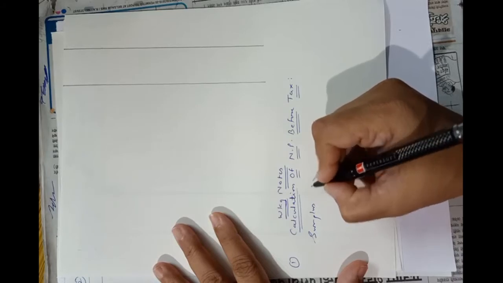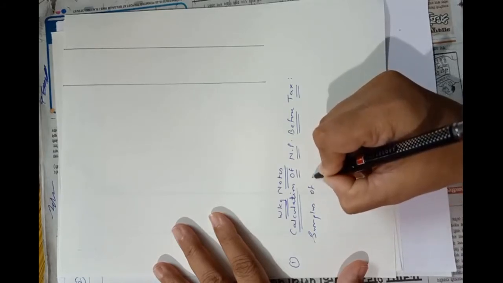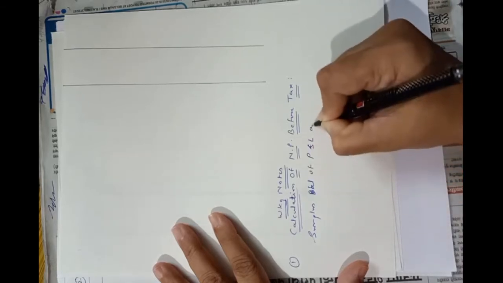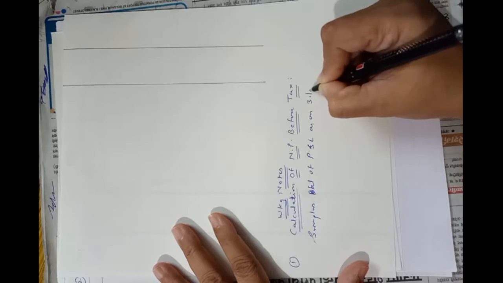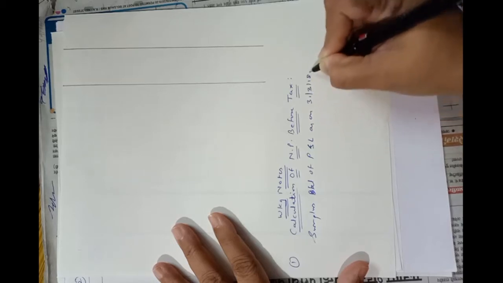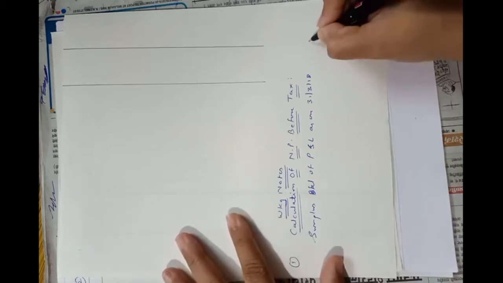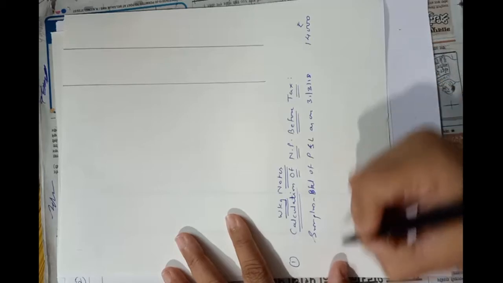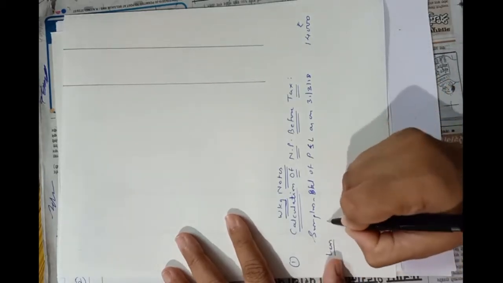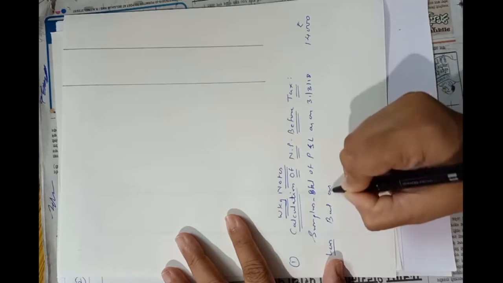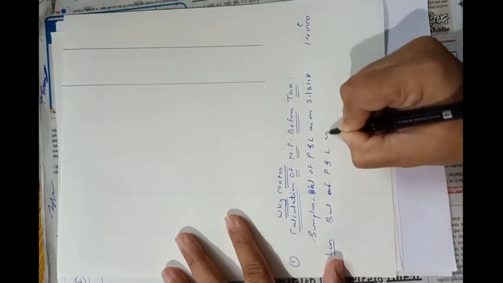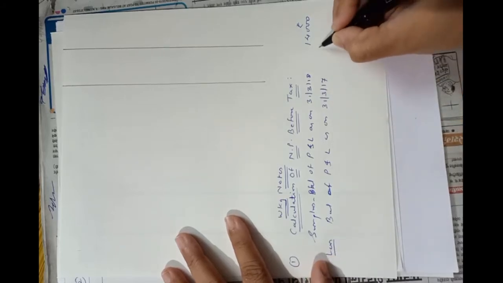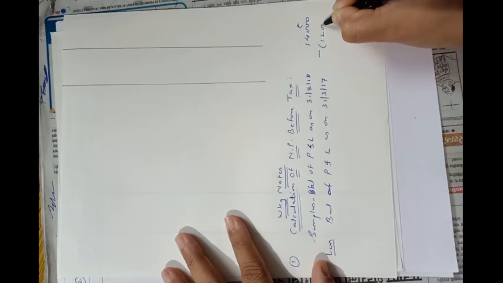Surplus balance म्हणूया आपण, balance of profit and loss as on 31st March 18 it is given 14,000 rupees. Okay, then less balance as of profit and loss as on 31st March 17. Okay, so it is minus 12,000.